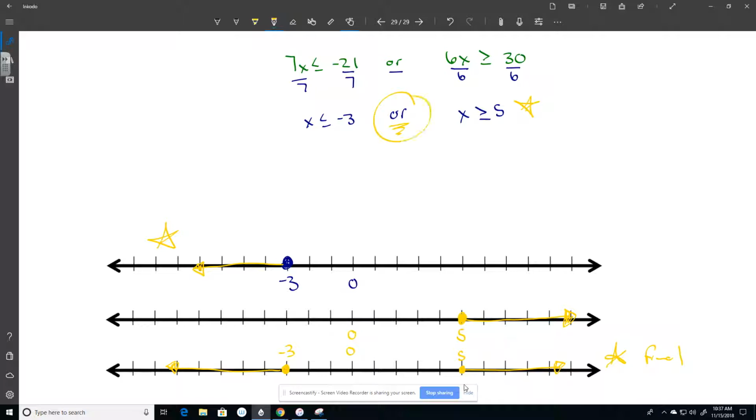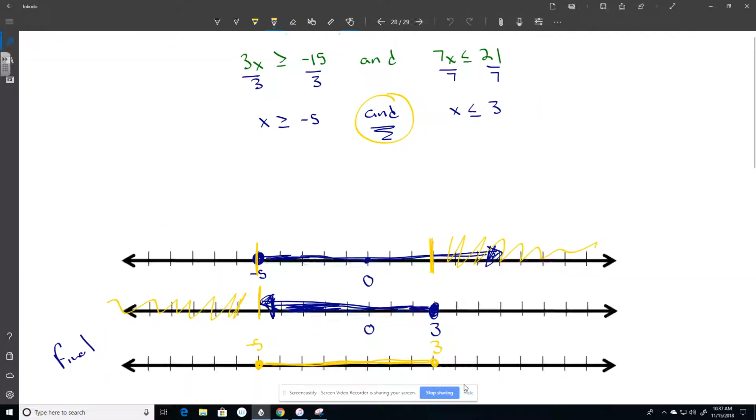So if it has the word or, you should have two arrows pointing in opposite directions to satisfy each of them. If it has the word and, you shouldn't have arrows at all. It's going to be a part of the number line that is in between the two graphs. It's what the two graphs share because it has to be true for both of them.